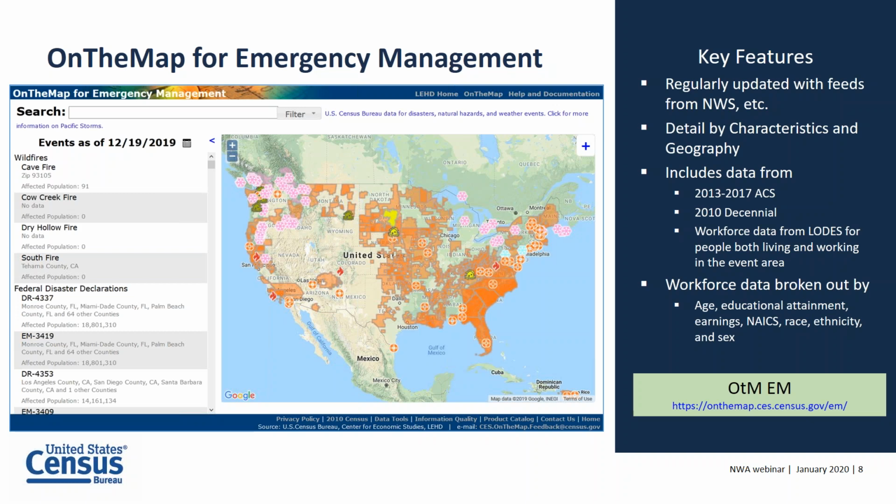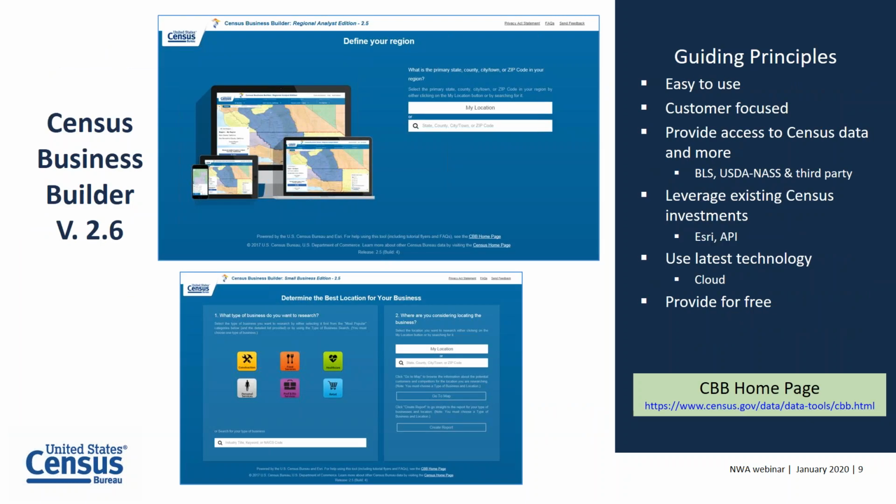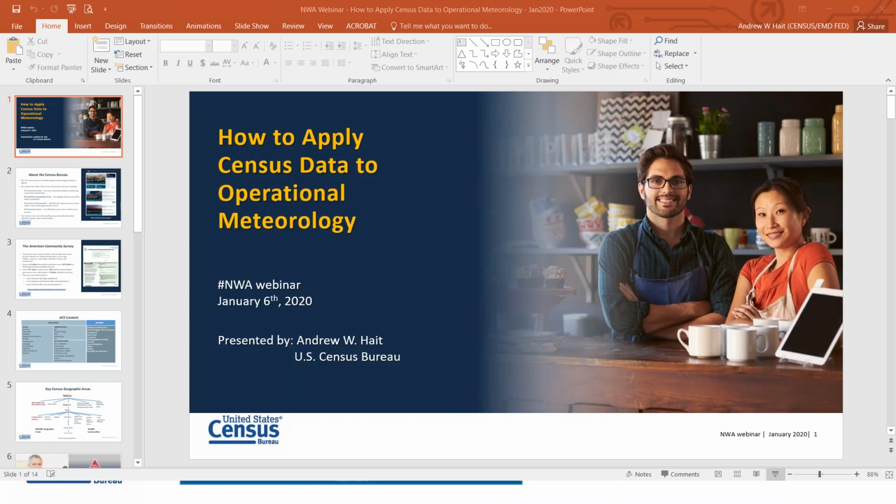The second tool that I'm going to talk about is Census Business Builder, and we're going to focus specifically on version 2.6 of the Regional Analyst Edition. The Regional Analyst Edition version 3.0 will actually be coming out at the end of this month or in early February, and it provides even more information. So let's get out of the presentation here and let me actually show you this thing live.